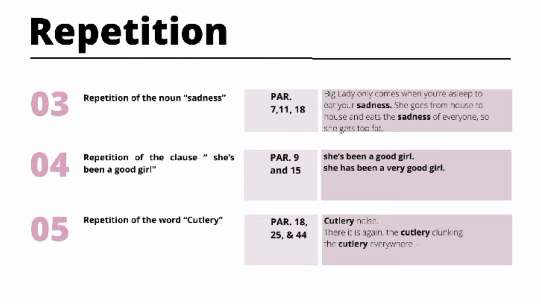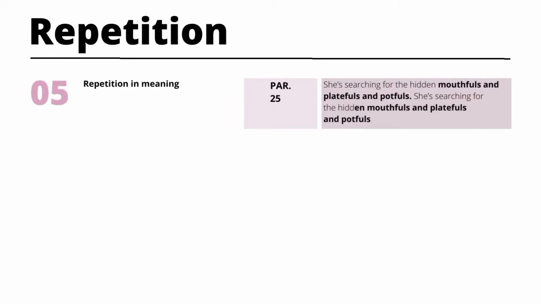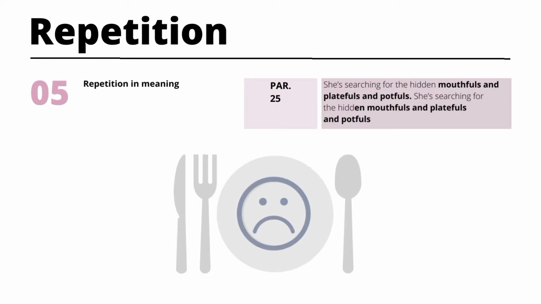Another one in our list is the repetition of meaning. The words mouthfuls, platefuls, and potfuls from paragraph 25 all contribute to the depiction of Rika's full sadness, which she tries her best to suppress. Rika believes that Big Lady has figured out that she has been hiding her true feelings all this time. The mouthfuls, platefuls, and potfuls represent the heart of the matter, the heart of Rika's loneliness and grief.